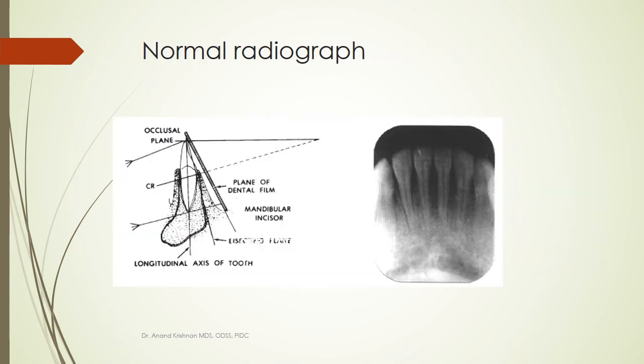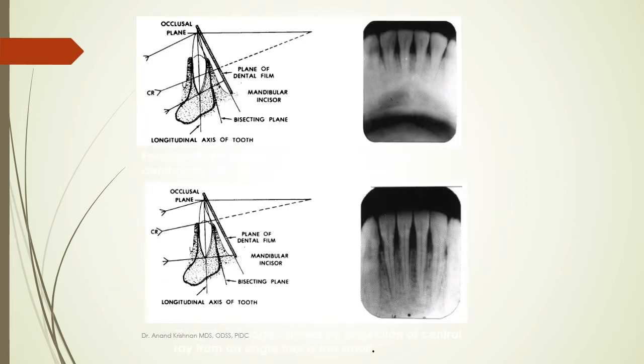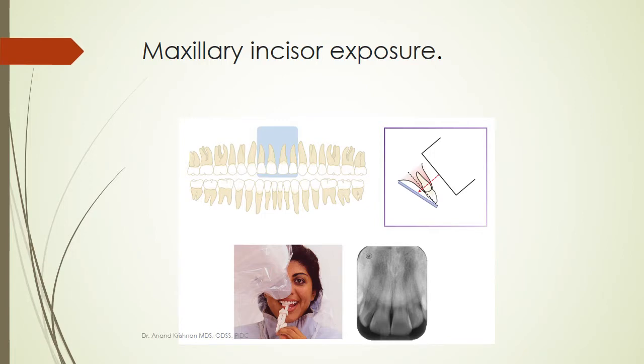So this is how a normal radiograph works with the bisecting angle technique. How do we do it for a maxillary incisor? You position the film inside the patient's mouth, and as you can see in the top left image, you are covering both the lateral and the central incisors, the upper central incisors, with the film. You have to ensure that the film is covering all 4 teeth. The film is placed vertically. So this is film positioning.